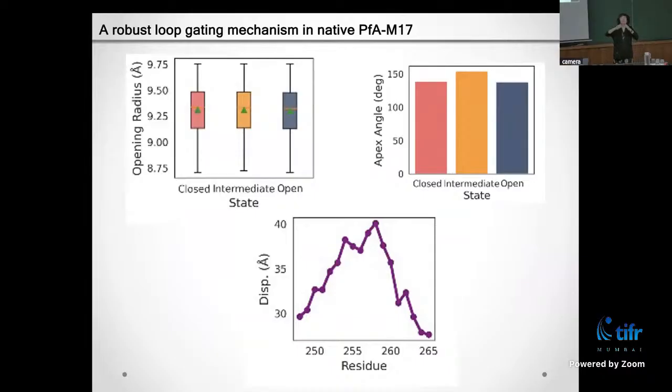And the interconversion is carried out by not all of the loop moving away. The termini of the loop remain in more or less the right position. But residues 250 to 260, I would say, these residues, they are displaced. So it's like a hinge-like motion.